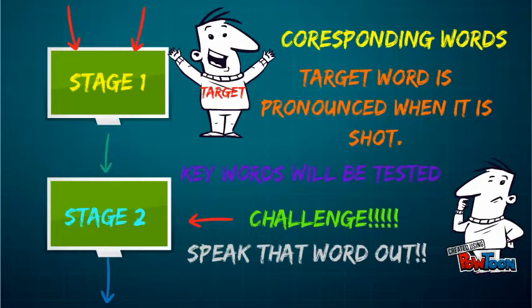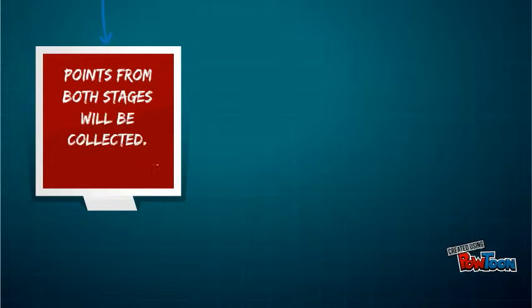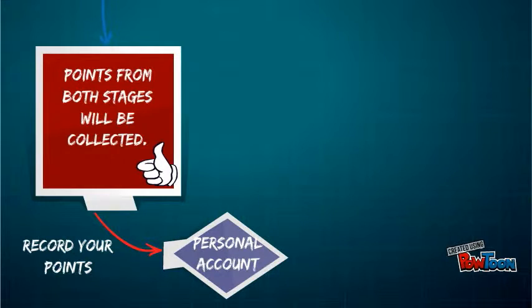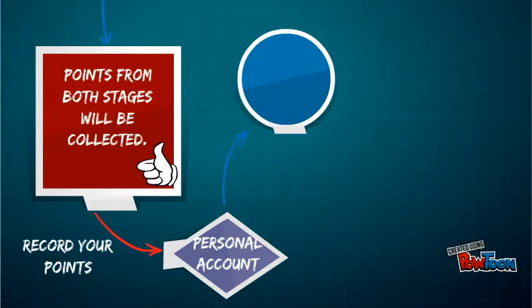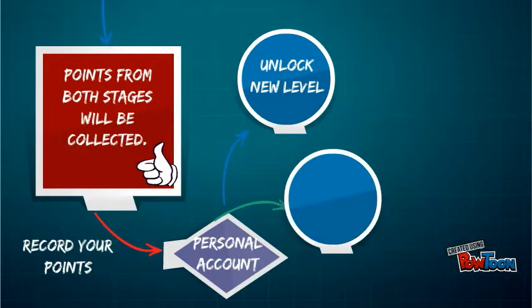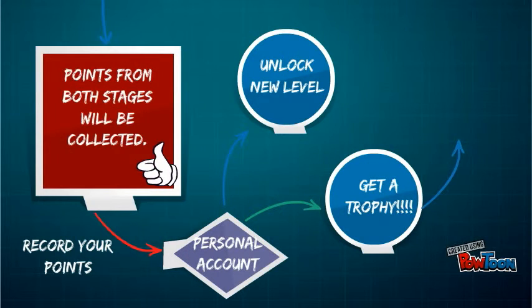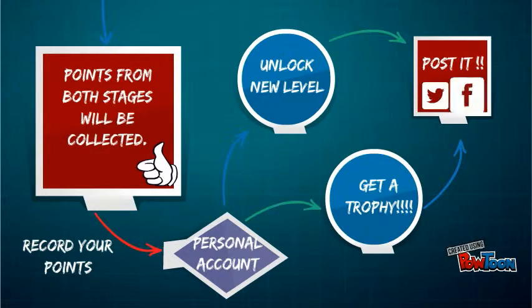There will be points on both stages. Points will be recorded to players' personal accounts after being collected. The accumulated points can be used to unlock new levels and exchange trophies. Then players can choose to post their records on their login accounts, like Facebook and Twitter.